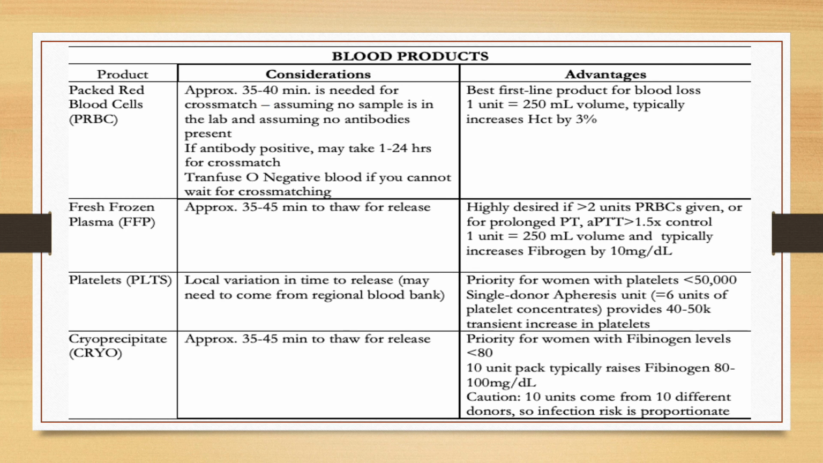Cryoprecipitate also takes 35 to 45 minutes because it is kept frozen and it has to be thawed for release. Please note that this is reserved for women with fibrinogen levels of less than 80. 10-unit pack typically raises fibrinogen 80 to 100 milligrams per deciliter. Caution, this is important. 10 units come from 10 different donors, so your infection risk is proportionate.